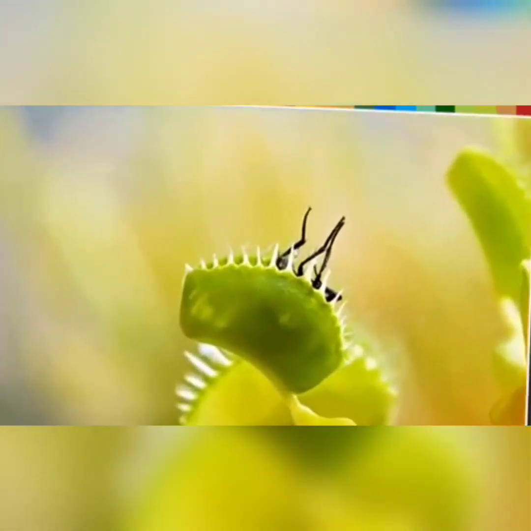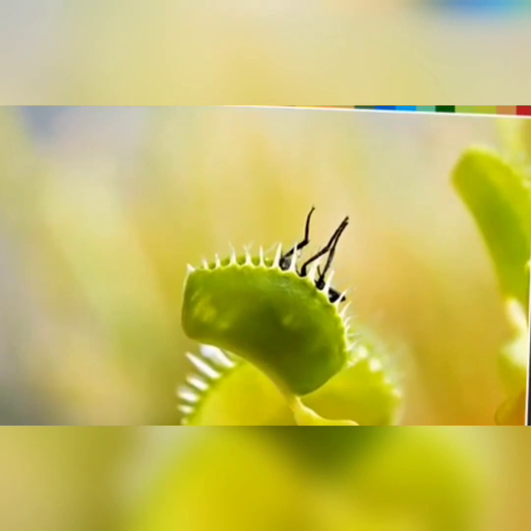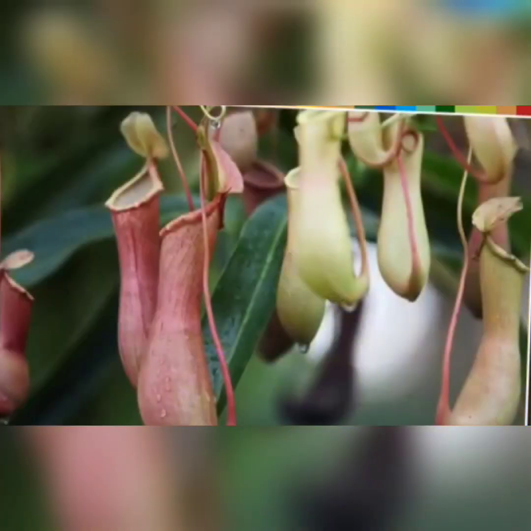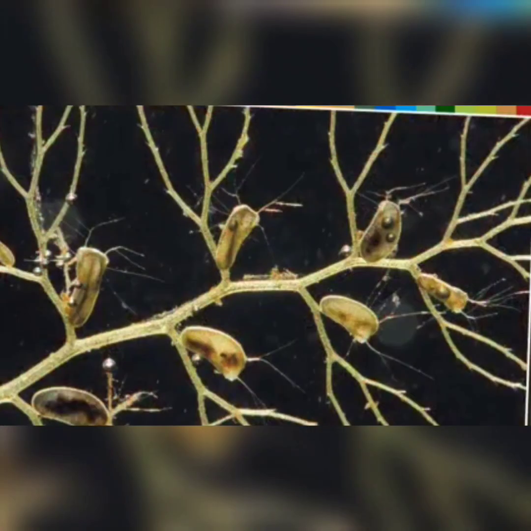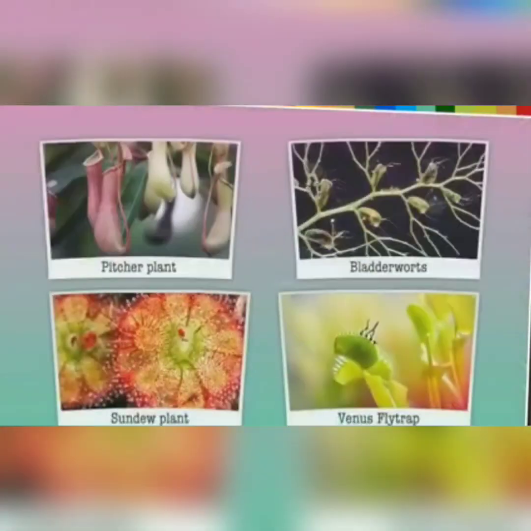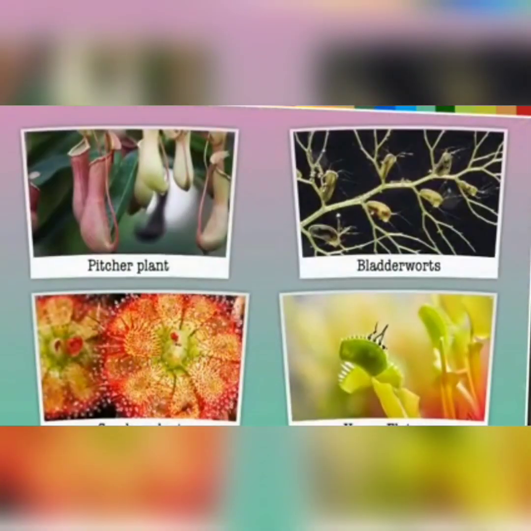These insectivorous plants have special trapping mechanisms to catch their prey, and they have special enzymes to absorb them. Here I am going to show some kinds of insectivorous plants.